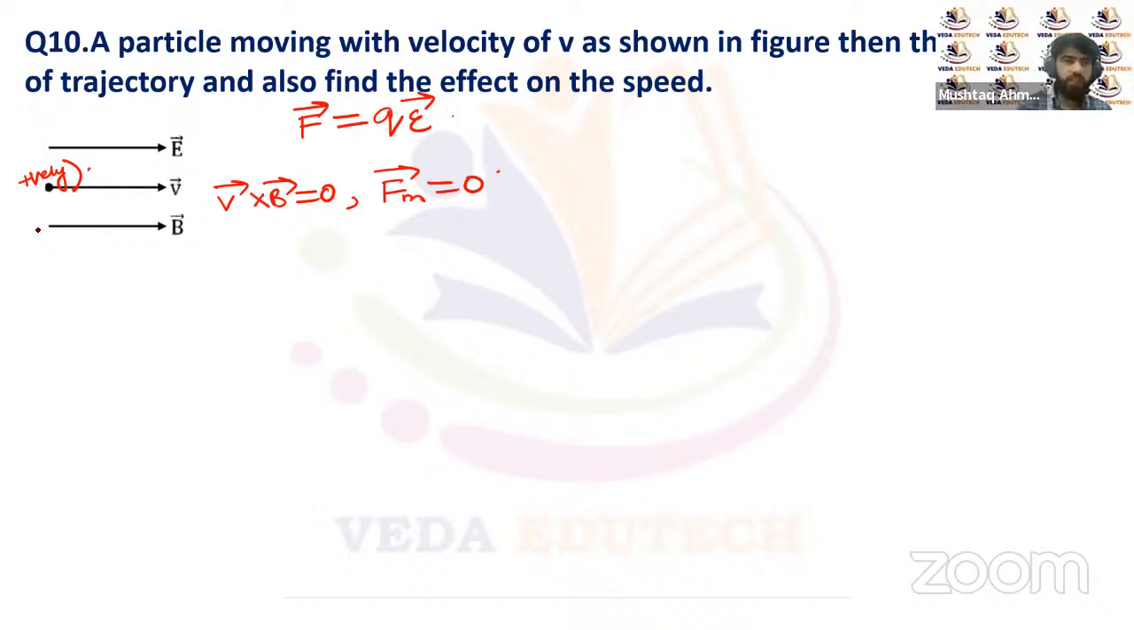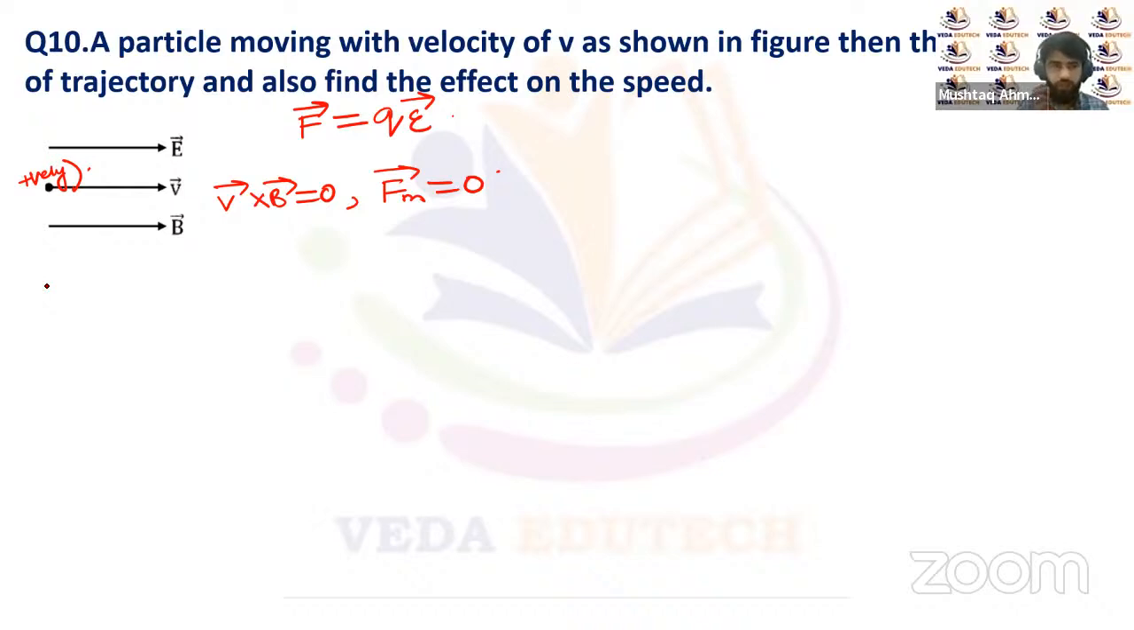Even if this charged particle is a negatively charged particle, in that case also the magnetic force on this charged particle will be equal to 0. Now the only force on this charged particle will be the electrostatic force, and that will be the charge multiplied with the electric field.